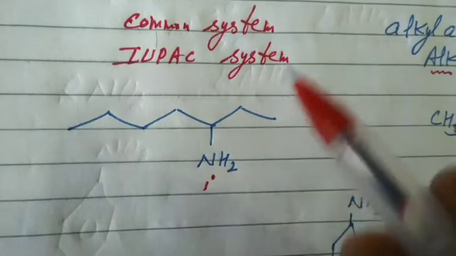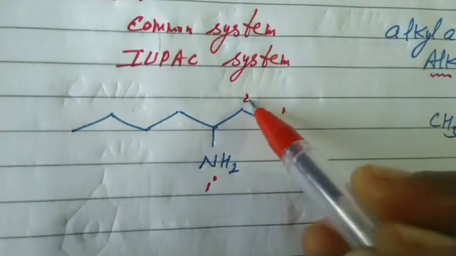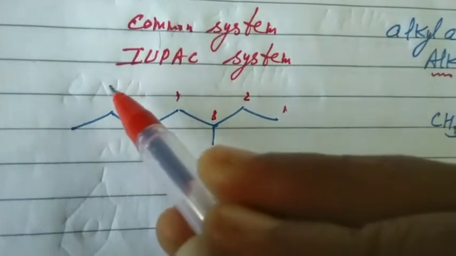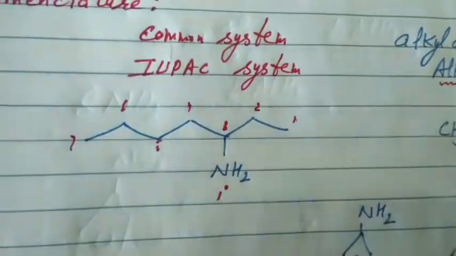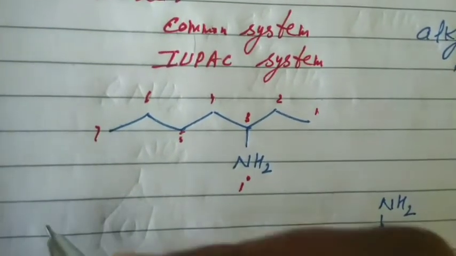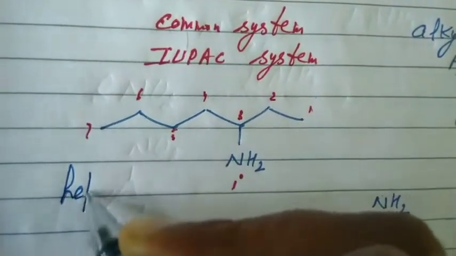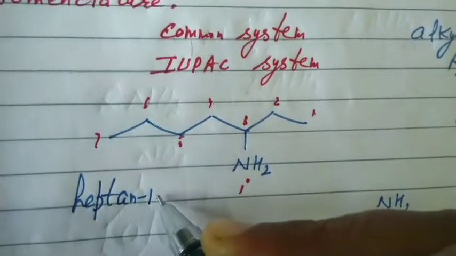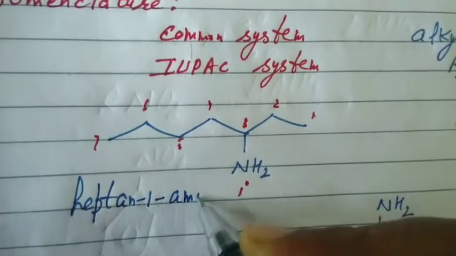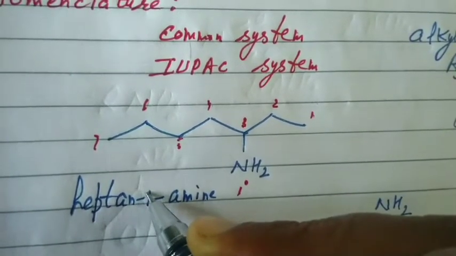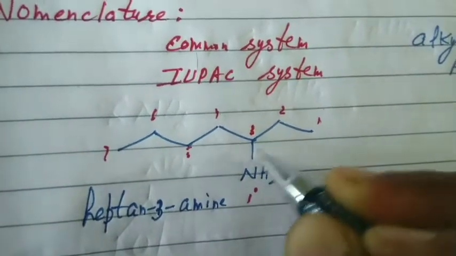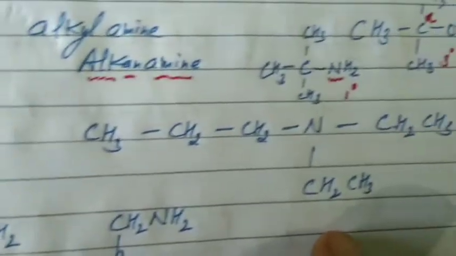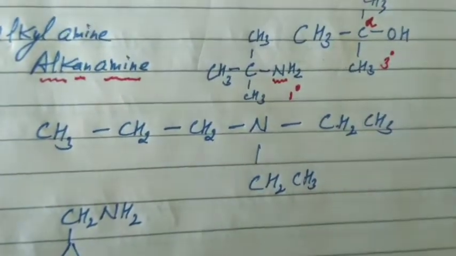We will follow the lowest number rule. Definitely we will number from this end because it gets the least numbers. 4, 5, 6, 7. That's the parent chain of 7 carbon atoms. We use the word root hept. Saturation, ane, the e is deleted because vowels will not occur continuously. Heptane 1 amine, heptane 3 amine. It is in link with the third carbon of the parent chain. Heptane 3 amine.